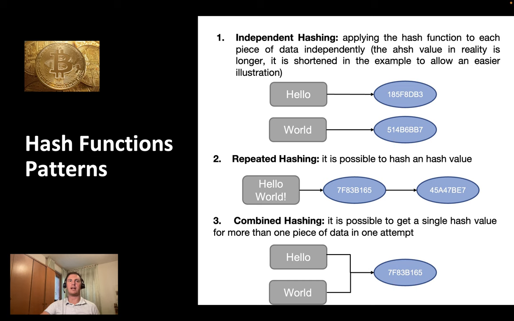The third pattern is combined hashing. The goal is to get a single hash value for more than one piece of data in one attempt. This is useful if a person wants to create one hash value for a collection of data that is available at a given time. In the example, the words hello and world are combined together with a space between them and hashed. The hash value is exactly the same as in the previous example, where it was hello world.